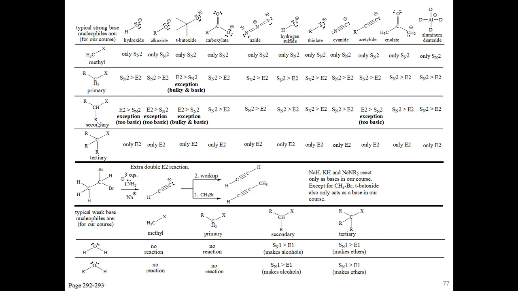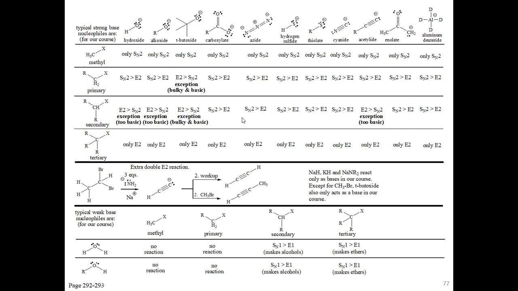When we get to the secondary bromoalkane, things get more complicated. Okay, now not everything is SN2. So what happens is, as these get more basic, E2 starts to be favored. And so E2 is favored over SN2. Really, for t-butoxide, it would only be E2. But the ones that are less basic, that are more stable anions, they do SN2 over E2.